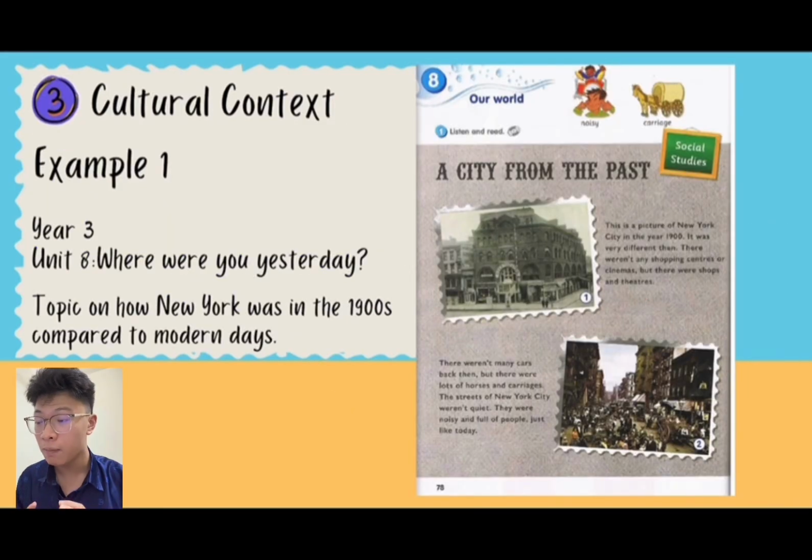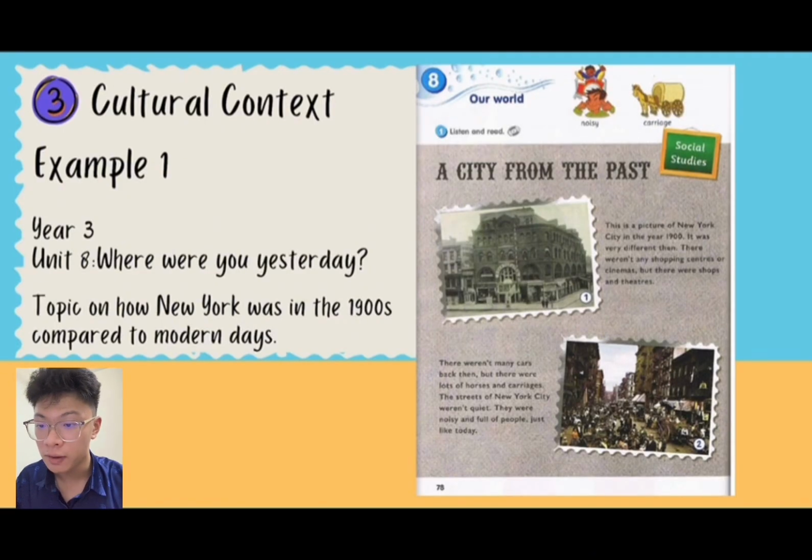So the first example will be from the Year 3 textbook of Unit 8, Where Were You Yesterday? So this is a topic about how New York was in the 19th century compared to modern days. Based on these pictures, we could tell how New York City was back in the 19th century. So the first picture we'll be talking about is a picture of New York City in the 19th century. So it was very different then.